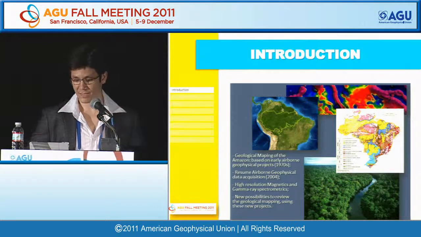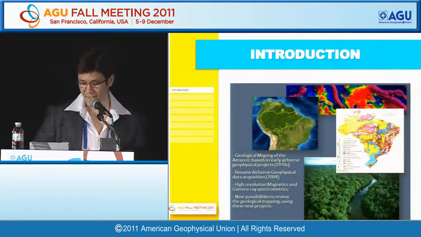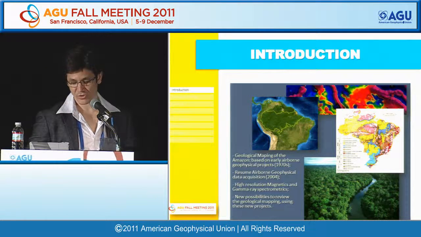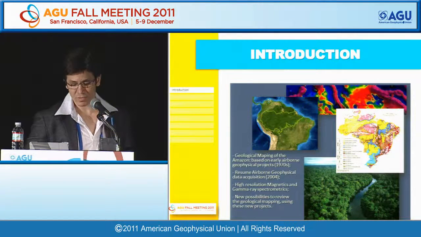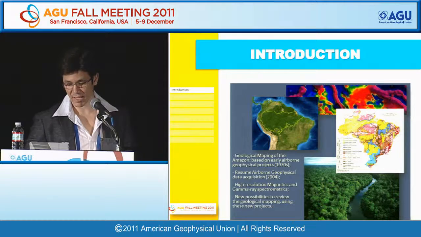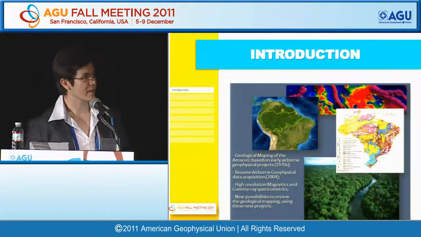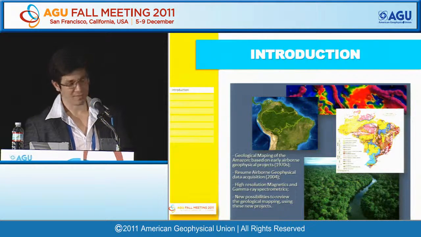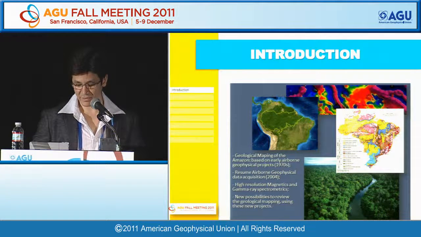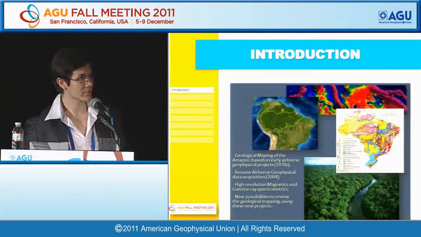Most geological maps in the Brazilian Amazon are based on early airborne geophysical projects. Generally, these projects were completed in the 1970s. In 2004, airborne geophysical data collection was resumed in Brazil. With this, high-resolution magnetic and gamma-ray spectrometric data was acquired. New projects based on this technology enabled the review of the geological mapping process in the Amazon region.